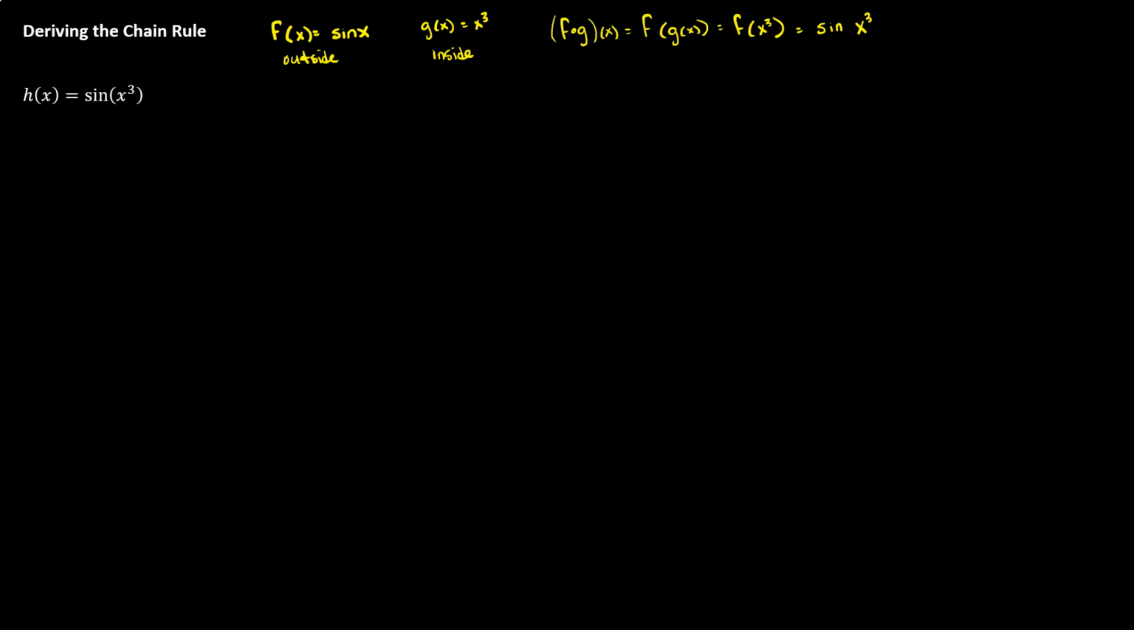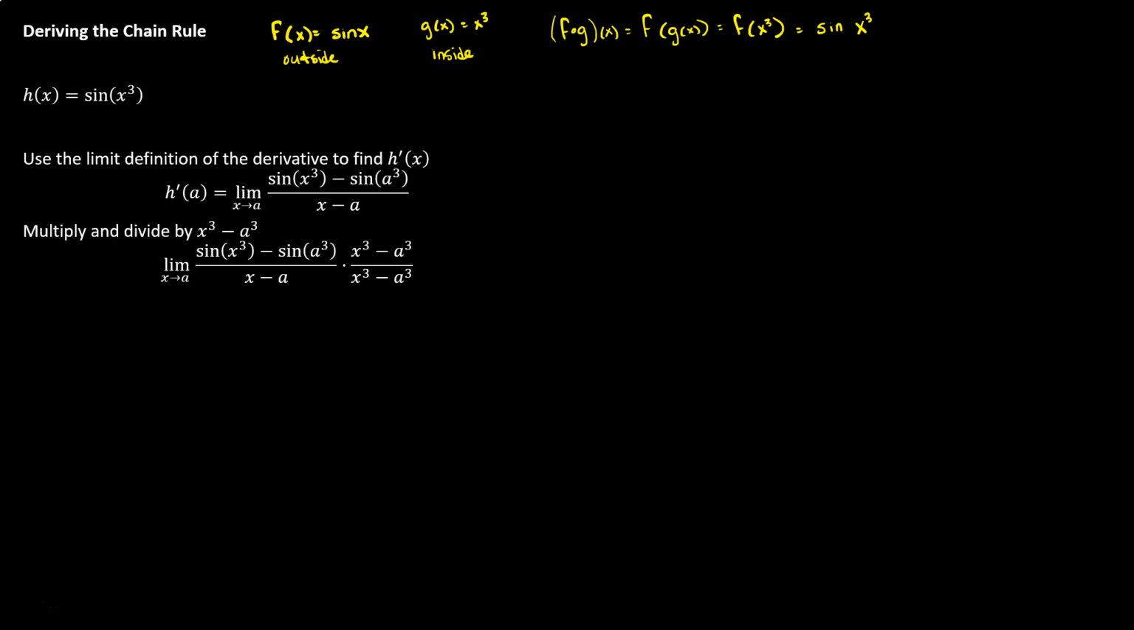If we wanted to take the derivative of this function, we don't have any nice shortcut rules yet. We would have to start by using the limit definition of a derivative. Here I'm finding the derivative of h evaluated at a point a. And so we have the original function minus the function evaluated at a, divided by x minus a, and we're taking the limit where x approaches a.